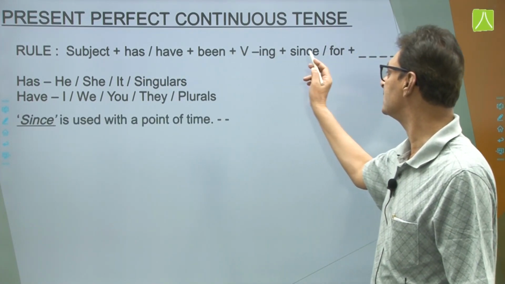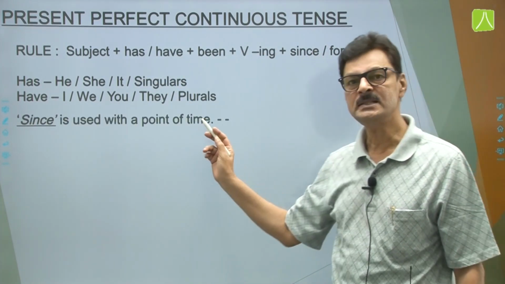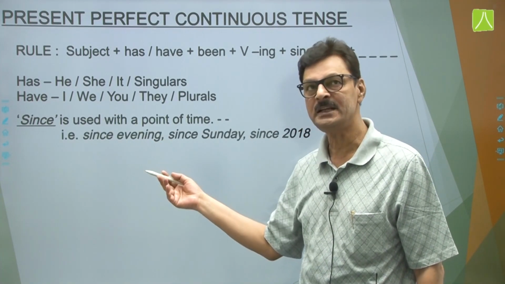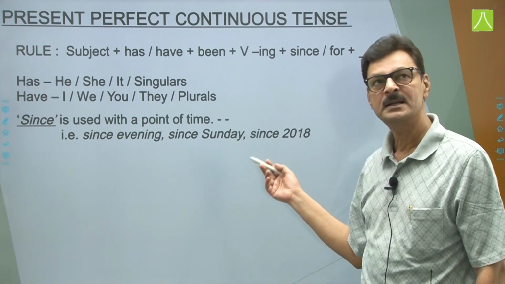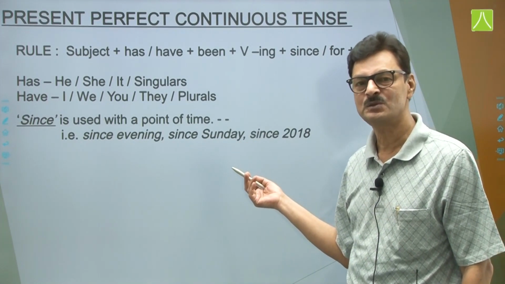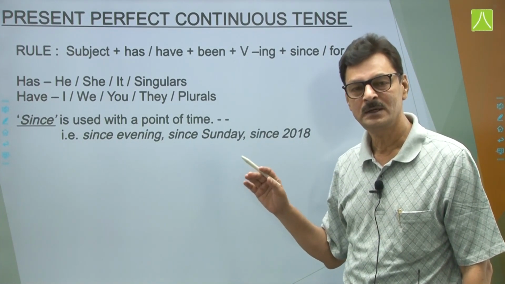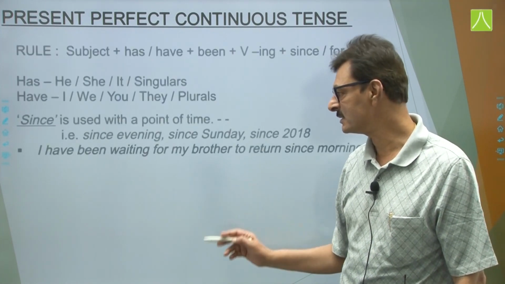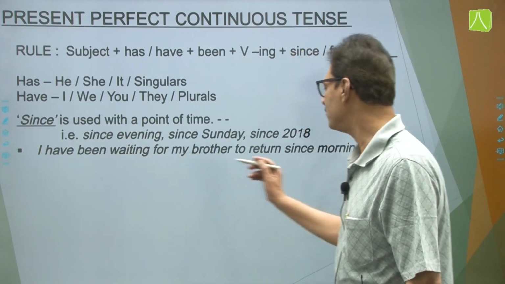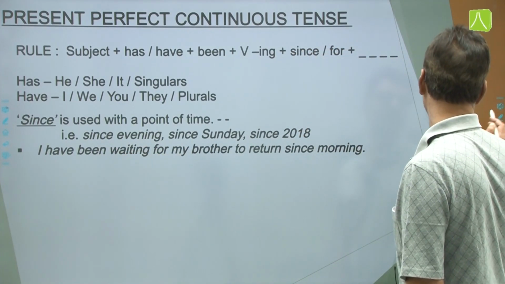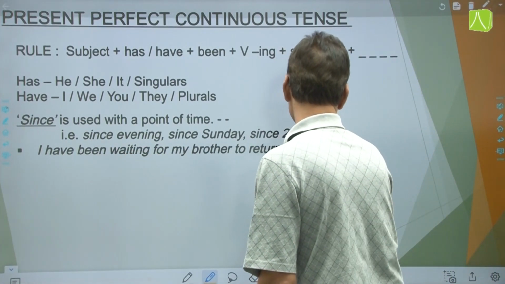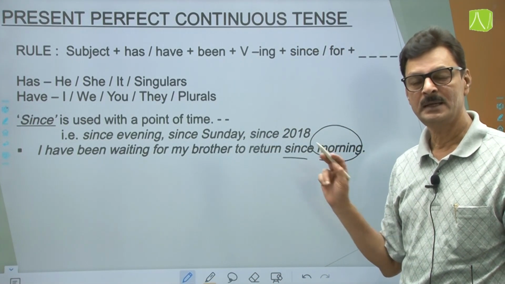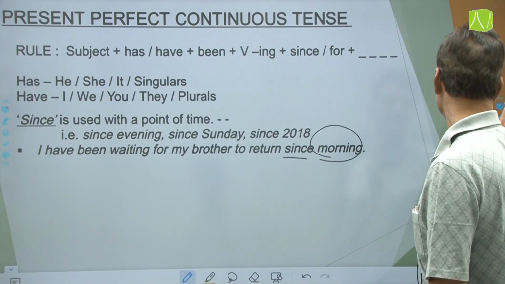And how we use since and how do we use for? Since is always used for the point of time, that is since evening, since Sunday, since 2018 and so on. Since 4 o'clock, time specific हो गए, point of time we always use since. I have been waiting for my brother to return since morning. Since and morning. So morning is a point of time, hence we always use since.